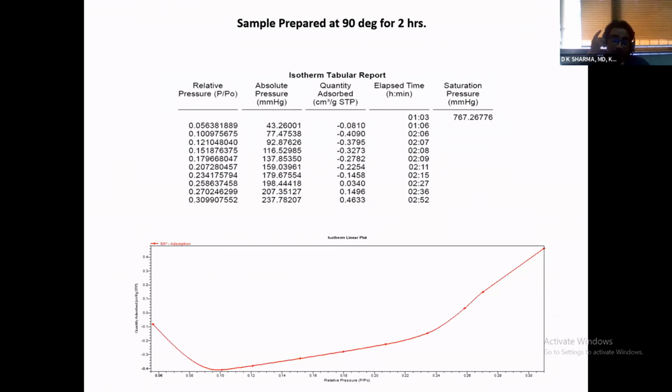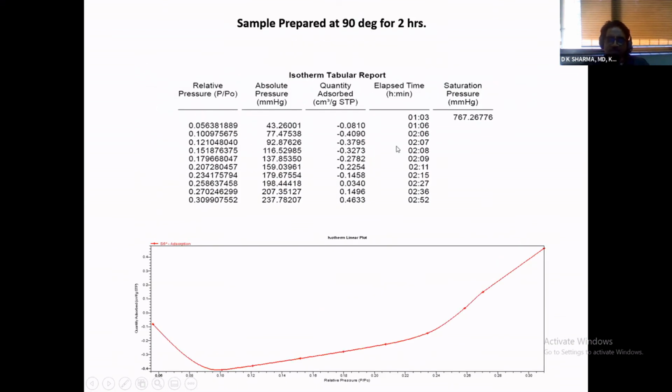How important the preparation temperature or preparation conditions are, somebody asked that question yesterday. This is one sample. This is an isotherm plot. It doesn't look like an isotherm, it's a wrong isotherm. Okay, this sample was prepared at 90 degrees for 2 hours.